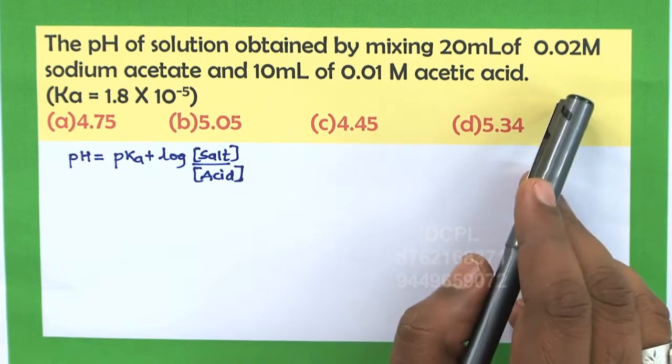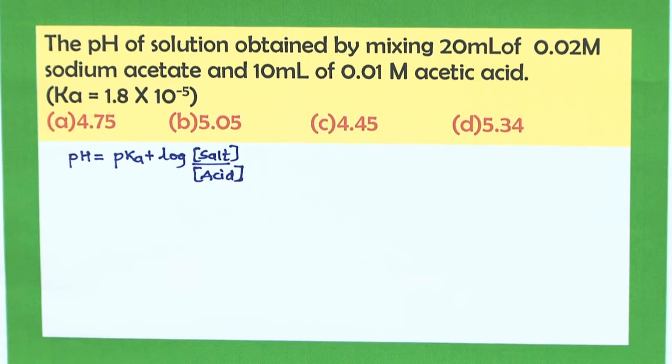Initially, the concentration of sodium acetate is 0.02 mole per liter, but after mixing the concentration changes. Why? Because you are adding 10 ml of acetic acid also. So the volume increases and the concentration decreases. So after mixing, you should find the concentration and then substitute it. First let us find the number of moles of sodium acetate and acetic acid, and then we will see the concentration of acetic acid and sodium acetate after mixing, that is in a buffer solution.